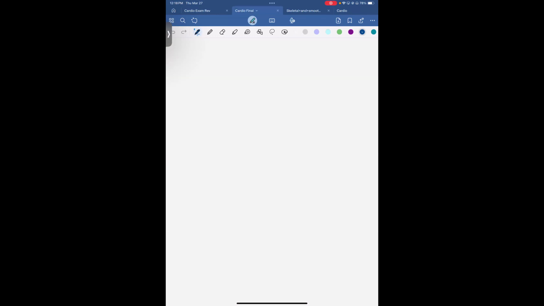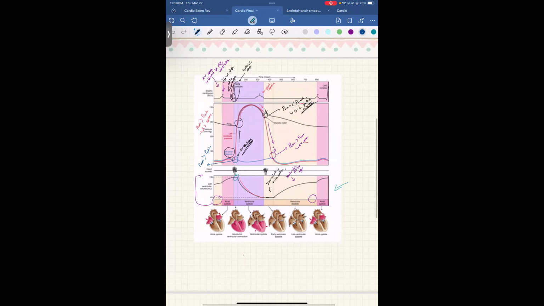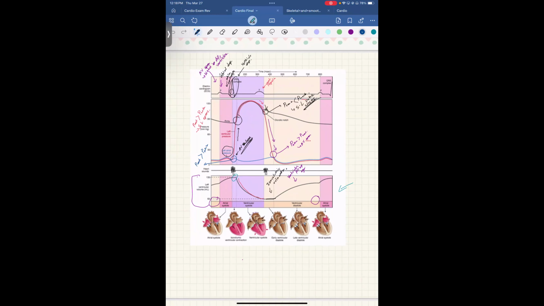Sorry, got distracted. No, we didn't get distracted, but yeah. Okay, so for the Wigger's diagram, or basically anything to do with the cardiac cycle, any questions before we move on? No? All good? Okay, awesome. Let's move on to thinking about blood pressure.